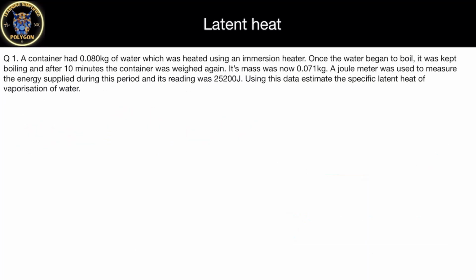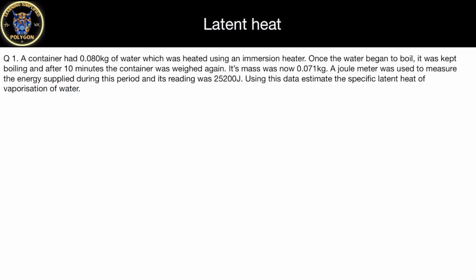Now, let's solve a problem to see latent heat in action. A container had 0.080 kilogram of water which was heated using an immersion heater. Once the water began to boil, it kept boiling, and after 10 minutes the container was weighed again. Its mass was now 0.071 kilos. A joule meter was used to measure the energy supplied during this period, and its reading was 25,200 joules. We have to estimate the specific latent heat of vaporization of water using this data.